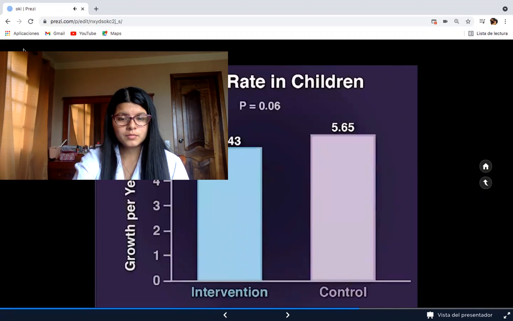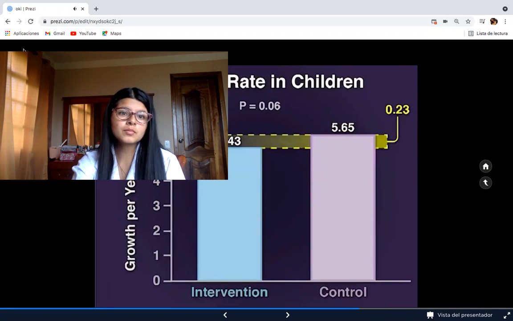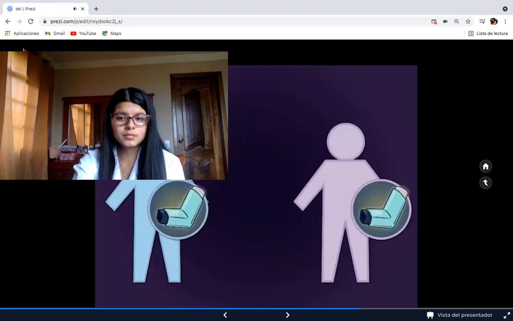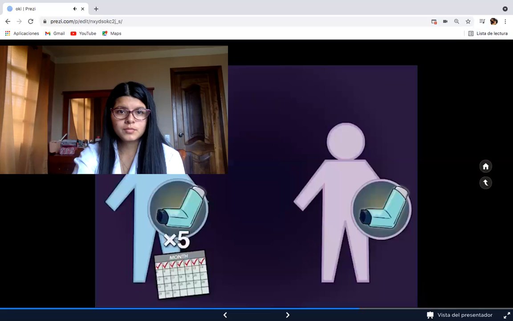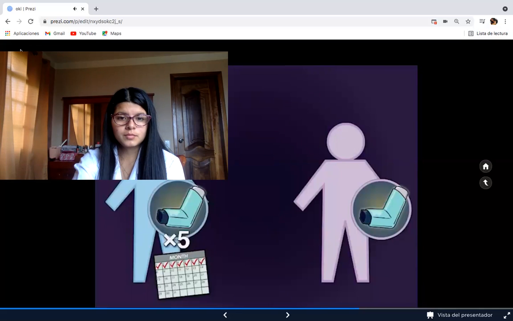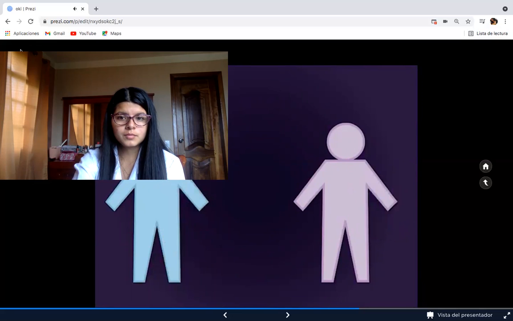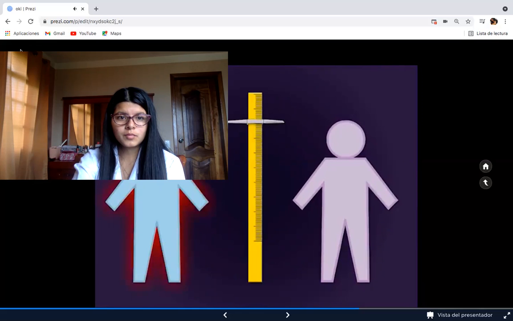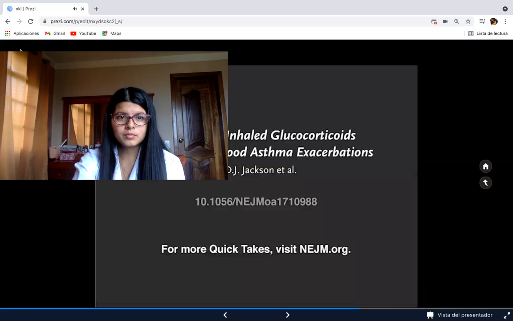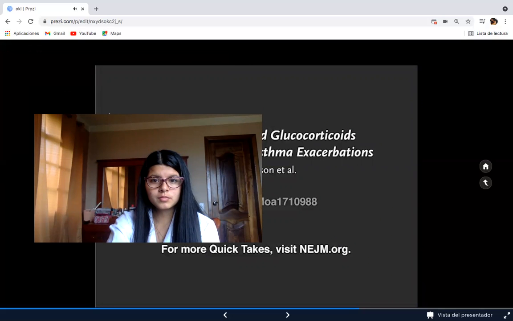The growth rate in children randomized to high dose inhaled glucocorticoids was 0.23 centimeters per year less than in children randomized to low dose inhaled glucocorticoids. The authors conclude that increasing inhaled glucocorticoid doses five-fold for 7 days at the early signs of loss of asthma control in children with persistent asthma being treated with daily low-dose inhaled glucocorticoid therapy does not significantly reduce exacerbations and may be associated with adverse growth effects in the children. Full trial results are available at nejm.org.